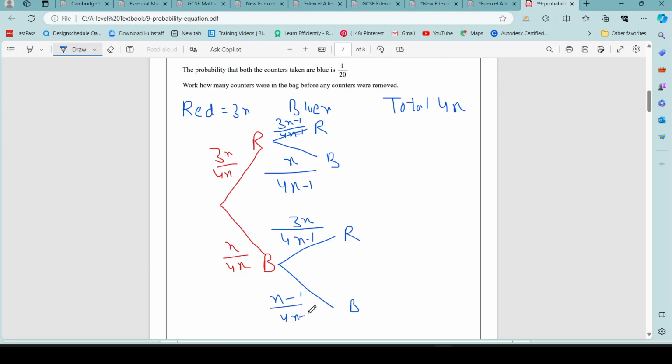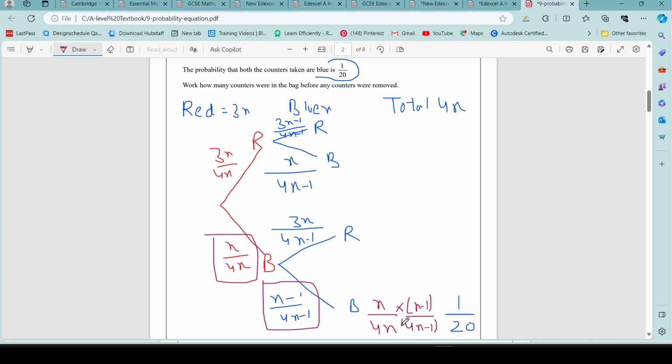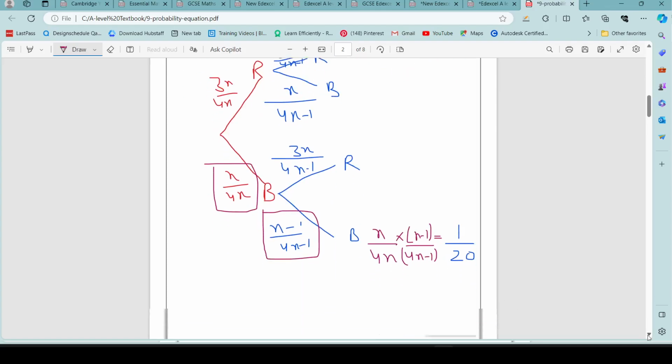Now what they have given you for this blue to blue is that the probability of getting both the counters blue is 1 over 20. Normally, when we know the first counter probability and the second counter probability, we get the result by multiplying them. So it's x over 4x multiplied by x minus 1 over 4x minus 1 equals 1 over 20. We'll solve this and get the value for x.